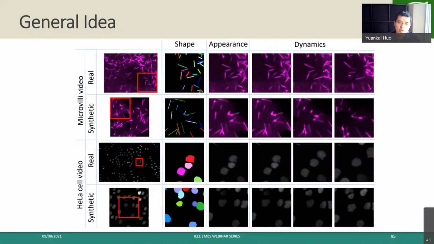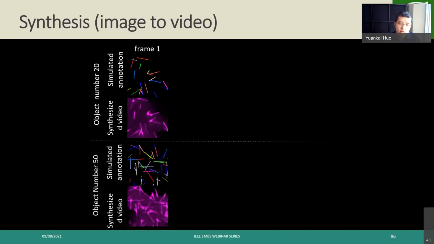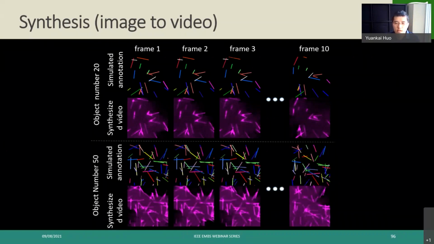If we have some prior knowledge of what shape the object would look like, for example for the microvilli, we can suppose the shape is like a stick. For cell images, we can suppose the shape is like a ball or a circle. For appearance, we can use a GAN to mimic the appearance of the cell. And for dynamics, we try to model the temporal dynamics, which is the motion of each object. So the idea is that if we can synthesize the image from the stick to the microvilli, we have the hope to mimic different scenarios and extend the synthesis from the image level to the video level, and get a whole bunch of training examples for free.